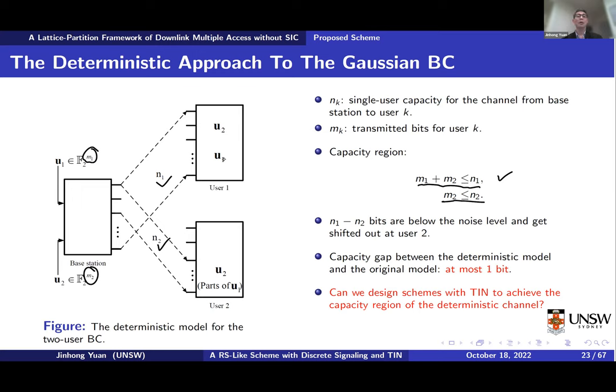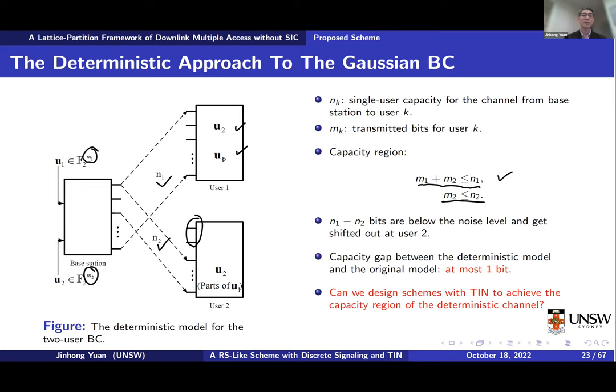You transmit this signal through the channel. Because user one is a strong user, M1 plus M2 is less than N1, which means user one is able to receive both U1 and U2. But user two has a lower capacity, so all those bits above its capability will be truncated, or will disappear.